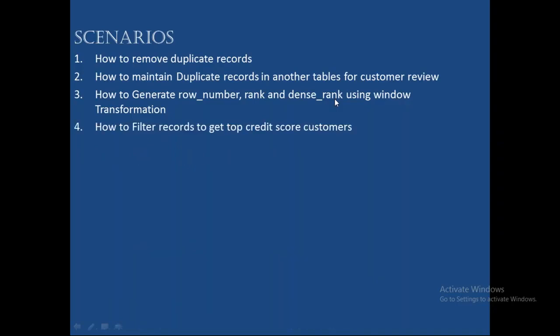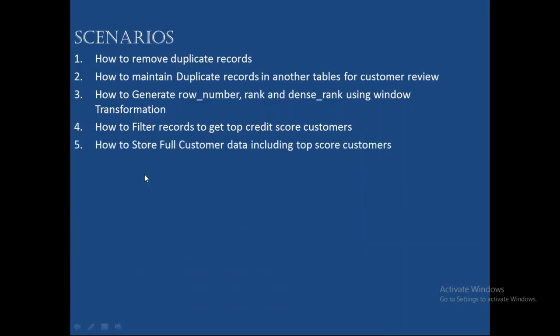How to filter records to get top credit score customers. So once I have generated this rank and dense rank, I'm going to filter. You will have all the score people, right? Out of them, I want to get only the top score people. So that's why I'm going to use a filter for those particular records.